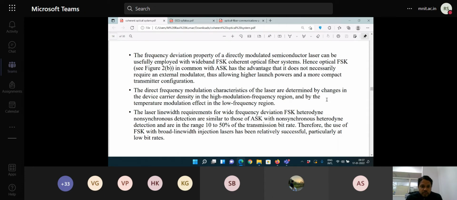So it's possible to achieve this frequency shift keying without an external modulator, and if an external modulator is not used, then you're able to limit the power loss of the external modulator. You're removing the power loss because of the external modulator, and hence you can launch higher powers onto the fiber. And because of this, the transmitter configuration can also be much smaller. The size of the transmitter can be smaller.